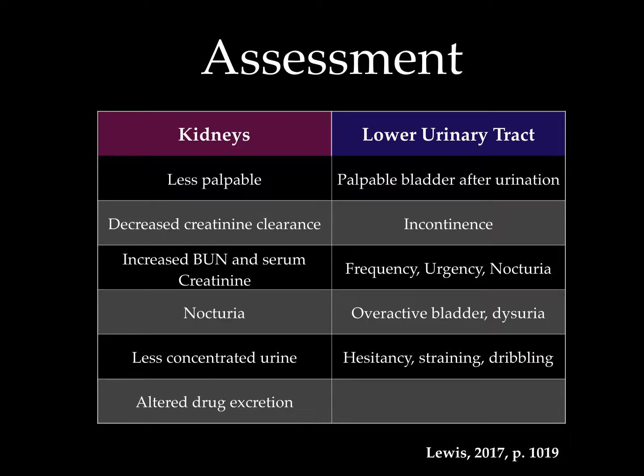When assessing older patients, there are some differences that you may notice. The kidneys are going to be less palpable, and this is because there's less renal tissue to be felt. Creatinine clearance will decrease while BUN and serum creatinine will increase, and this is because there's a reduction of nephrons and renal blood vessels that are supplying the kidney. There's a decrease in function of the loop of Henle. This can cause nocturia, less concentrated urine, and again can alter that drug elimination.